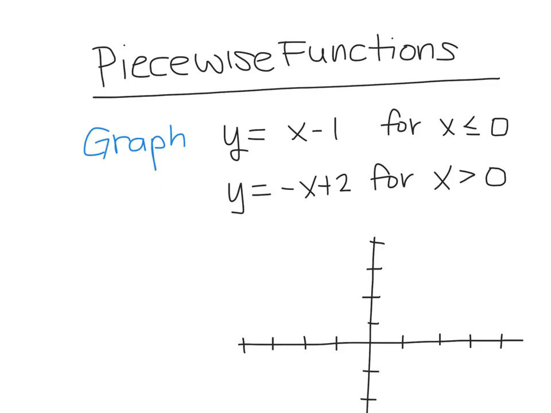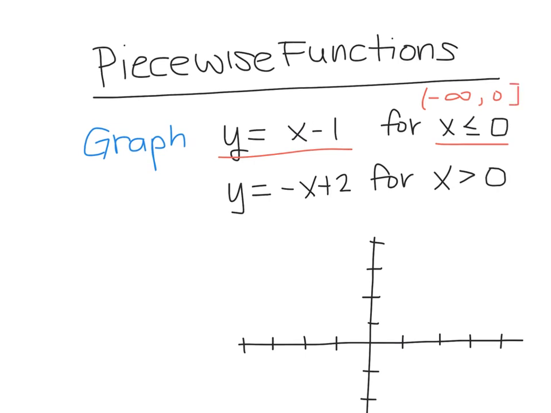We're going to talk about piecewise functions. First off, we're going to start by graphing two separate linear equations. We are going to graph them for different values of x. So this first one, y equals x minus 1, is only going to be graphed for values of x that are less than or equal to 0. In interval notation, that's negative infinity up to and including 0.